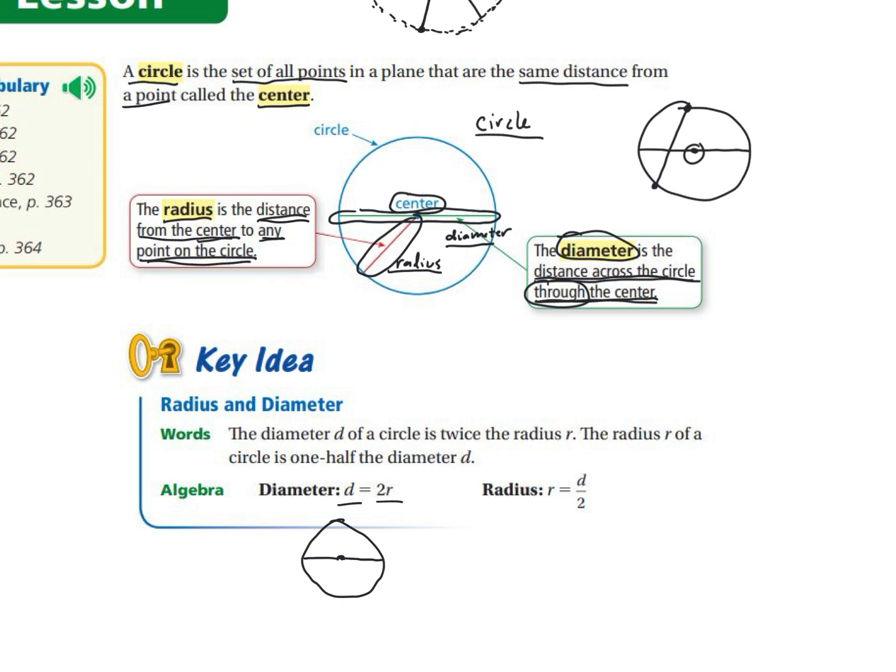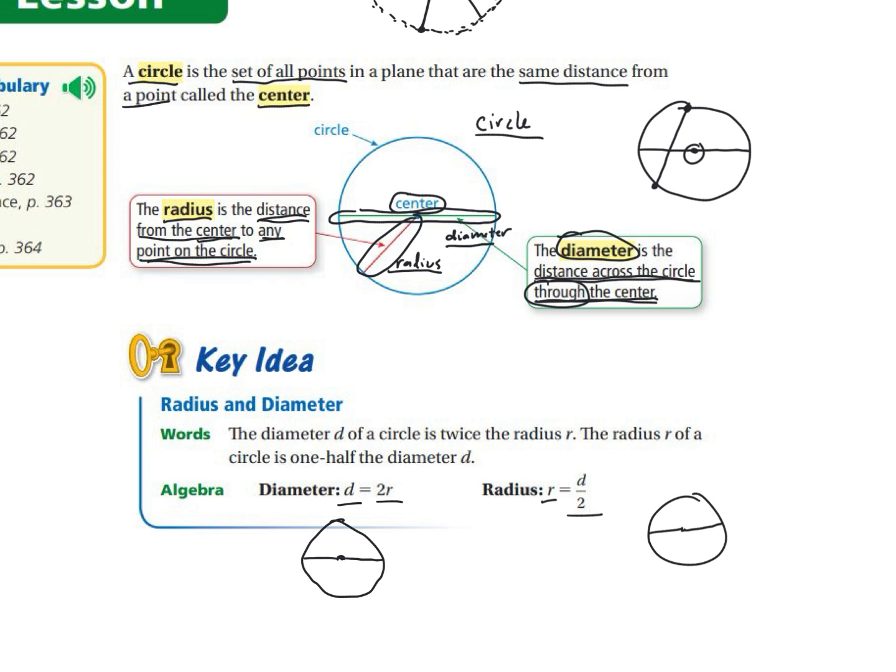Same thing goes for radius, right? If I know the measurement of a radius, I know that that's just half of what the full diameter would be. So if I know diameter, I would just divide it by 2 and I would get my radius. So there's a couple formulas we'll use there.